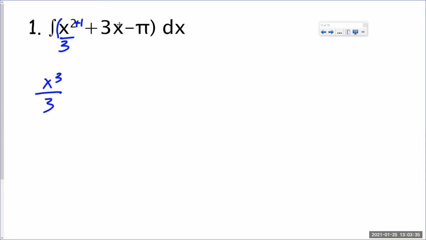All right, next term. What exponent is actually here that you can't see? 1. So you're going to add 1. Your new exponent is 2. You're going to divide by 2. So I have plus 3 halves x squared. Do you see how easy this is?